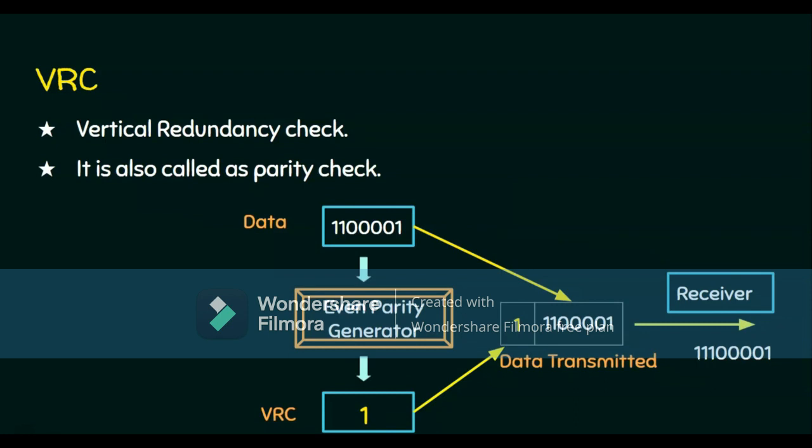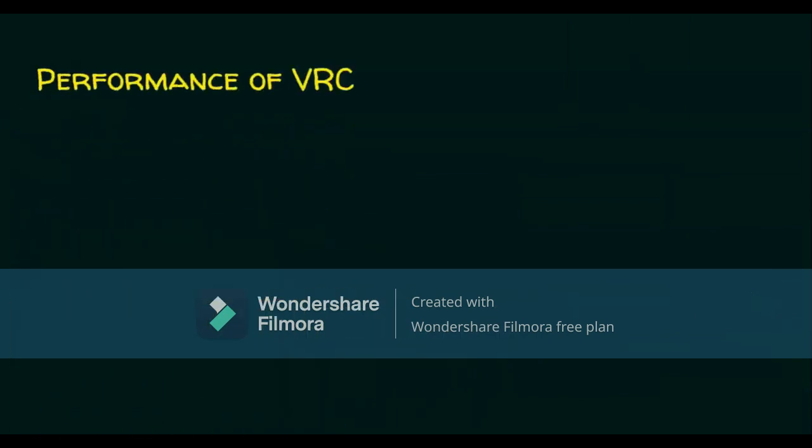Though this VRC is a very simple process, there are serious drawbacks with the VRC. Let's analyze the performance of VRC. We know very well that there are 2 types of errors. One is the bit error and the other one is the burst error. Let's check how far VRC is capable of handling bit errors and burst errors. It can detect single bit errors. It means if only one bit has been changed during transmission, VRC is powerful enough to detect the error. The probability of having bit errors during transmission is very minimal.